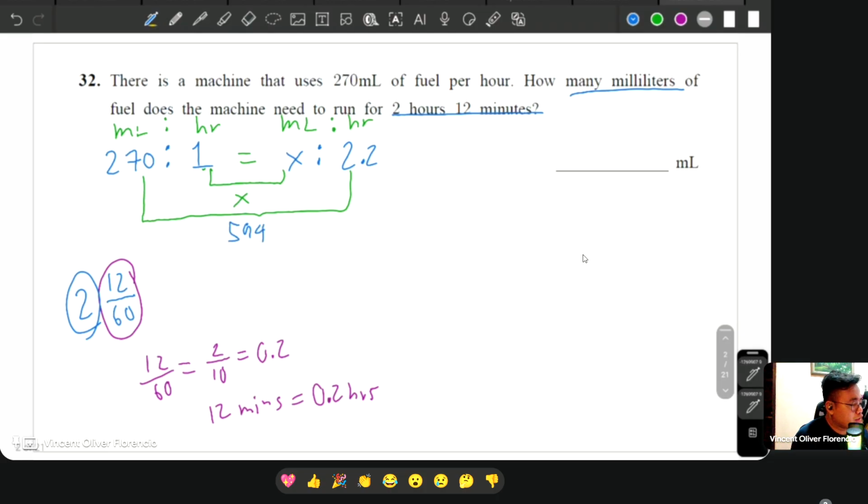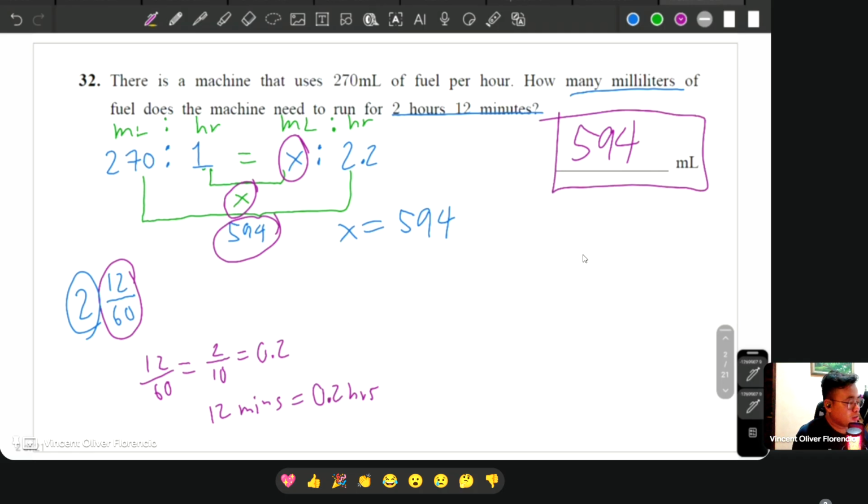594. And take note that in our ratio and proportion, the product of your means and the product of your extremes should be equal. They should be the same. Now, what are we looking for here? The amount of fuel. And again, that's our x a while ago. The answer is x already, the 594 ml. Again, in terms of ratio and proportion, just be consistent with the units. I mean, with the positioning.